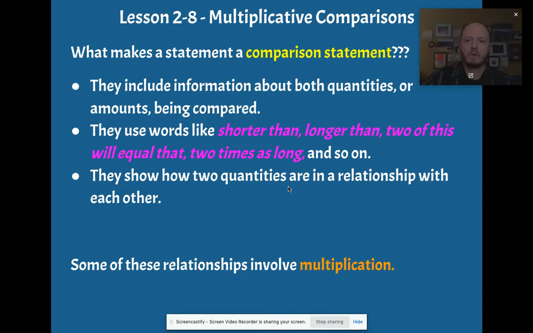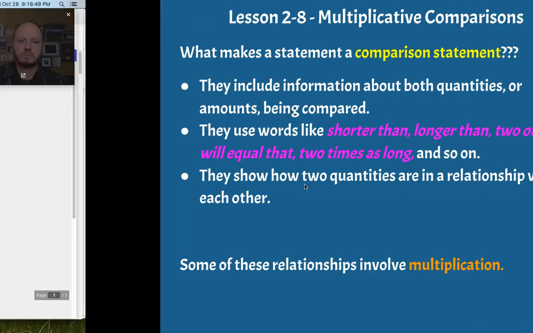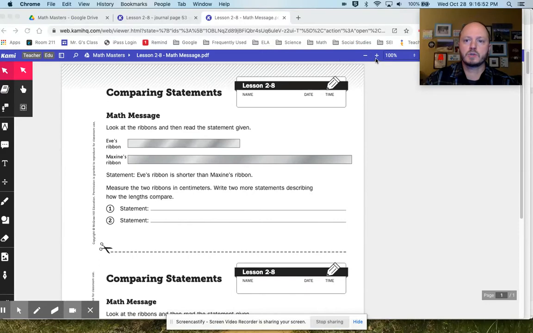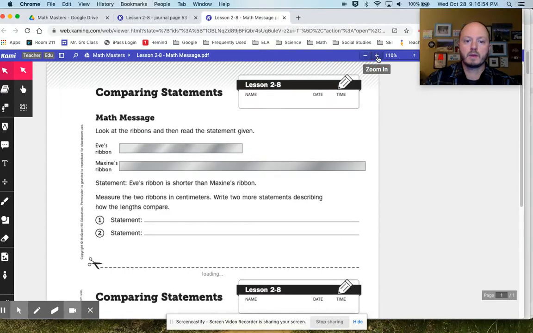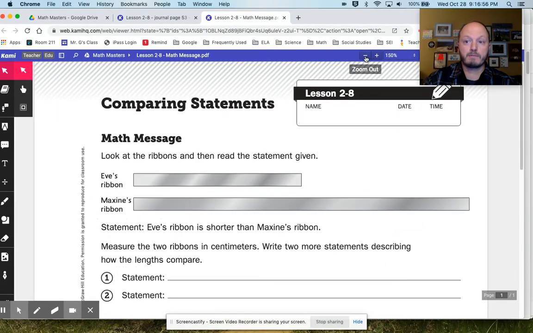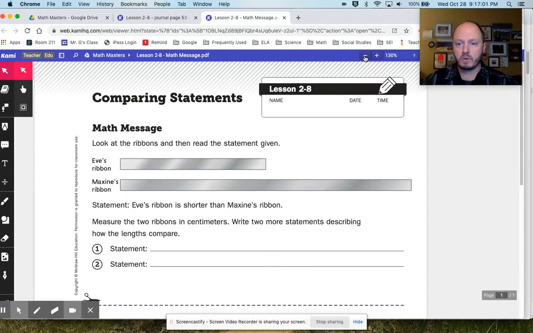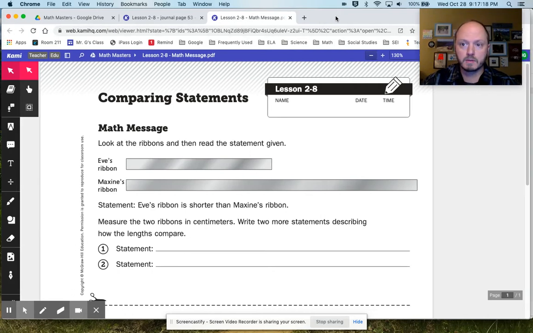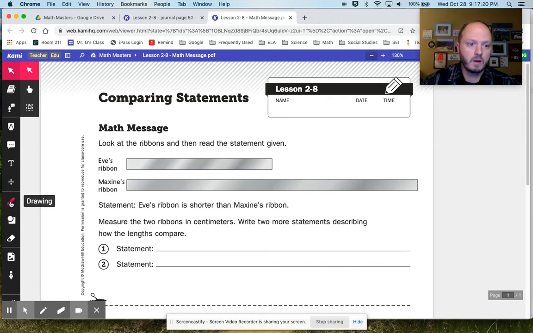Okay, so let's go back to that math message here. I am going to be doing some measuring for you in this video because some of you are at home and you don't necessarily have these sheets to print out. And for the sake of time as well, we are definitely going to be doing plenty of measurement, so we're not going to miss out a whole lot on the fact that we're not measuring these items.